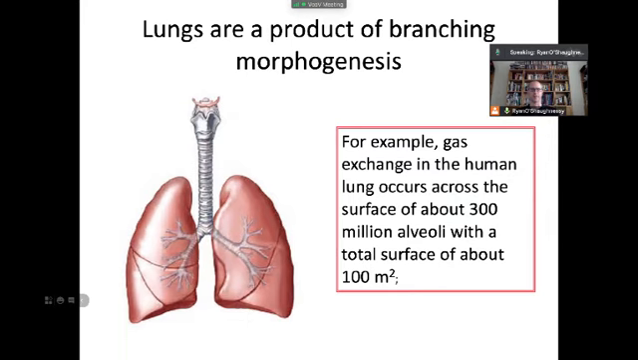So for example, gaseous exchange in the human lung, in our lungs, occurs across a surface of around 300 million alveoli with a total surface area of about 100 meters squared, which is approximately the size of a tennis court. So all of that is folded up inside your lung. And this is all produced by this process of branching morphogenesis.